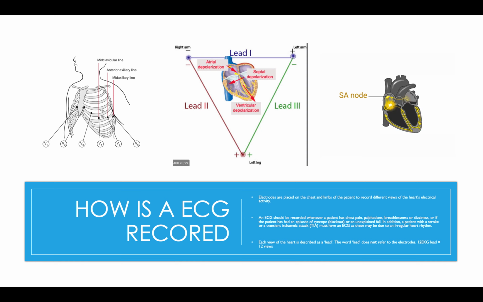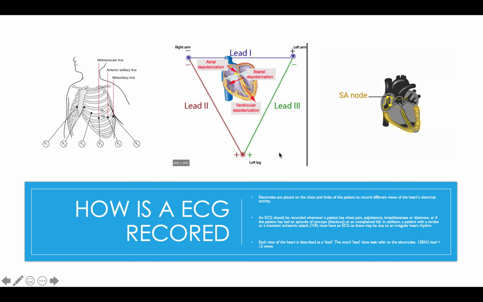Lead 1, as you can see on the screen in the middle, views the heart from the right arm. So imagine it going from the right arm to the left arm, so it's viewing the heart. If you watch my mouse, it's viewing the heart from this direction to this direction. Lead 2 follows pretty much the same way as the SA node or the electrical activity, so it's looking at the heart in this direction. The impulses are moving in this direction, so you can see from the right arm to the left leg. Lead 3 is going from the left arm to the left leg.